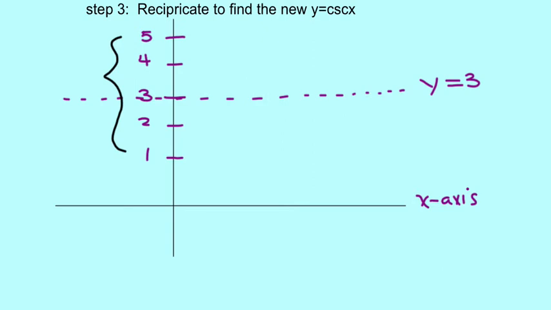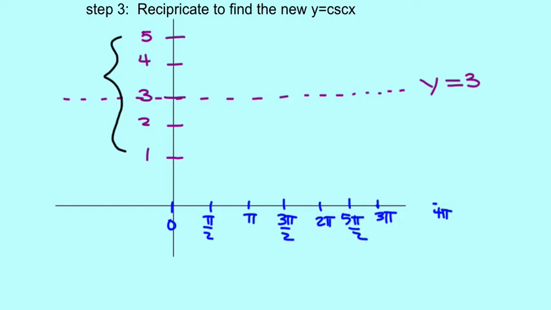Now my period was 2 pi. So I'm going to start at 0. There was no transformations left or right, so to 2 pi. Split up into 4 equal parts. Halfway is pi. Halfway again is pi over 2. Halfway again is 3 pi over 2. I'm going to do one more revolution. So I'm going to add another 2 pi on. So it would be about here. This would be 4 pi. Halfway would be 3 pi. Halfway would be 5 pi over 2, and 7 pi over 2.